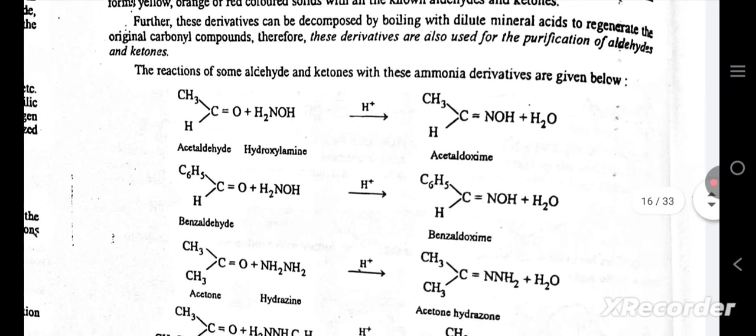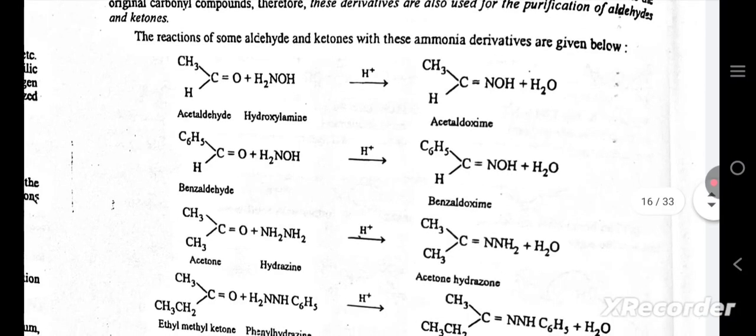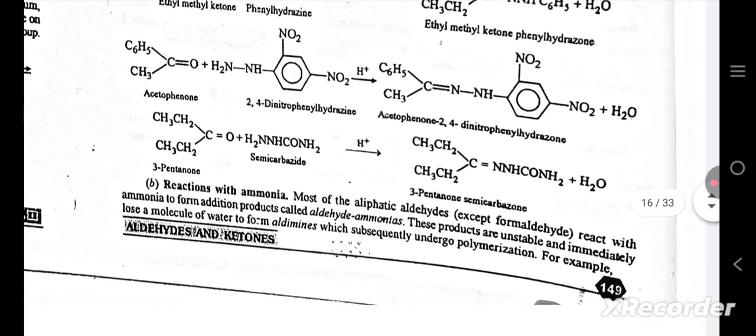Further, these derivatives can be decomposed by boiling with dilute mineral acid to regenerate the original carbonyl compound. Therefore, these derivatives are also used for the purification of aldehydes and ketones. The reactions of aldehydes and ketones with the ammonia derivatives are given below.